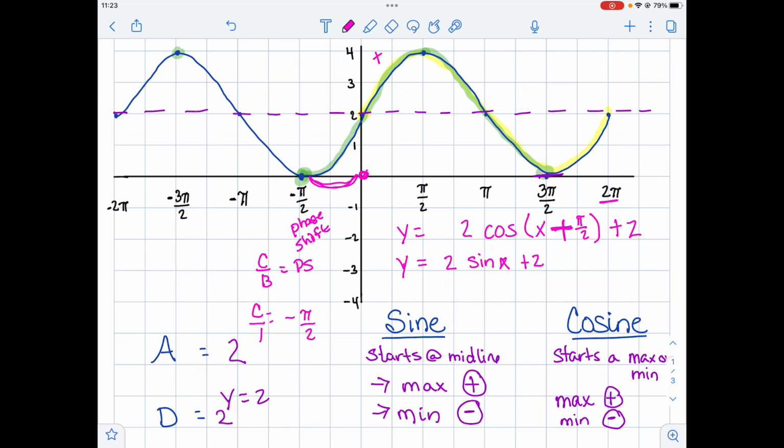Now let's look at our sign to make sure we're right. We started here at the bottom, at the minimum, so we've got to have a negative there for cosine, because we started at the bottom. Now, if we started at the top and went from up here down, it would be starting at the max, and we would have a positive.